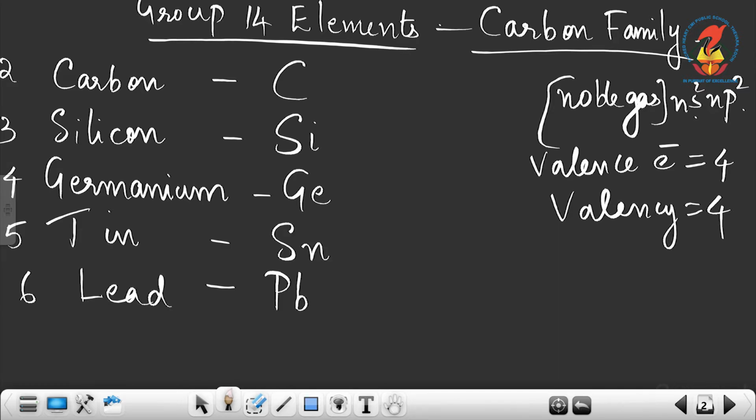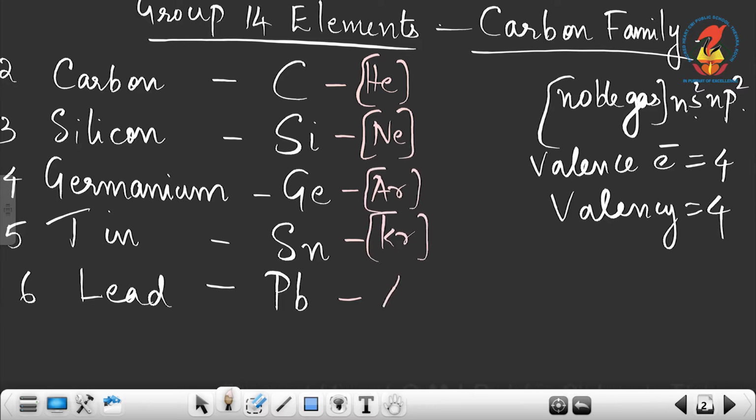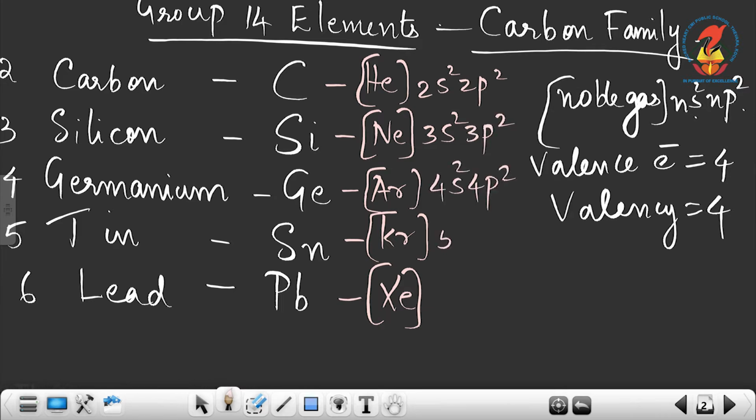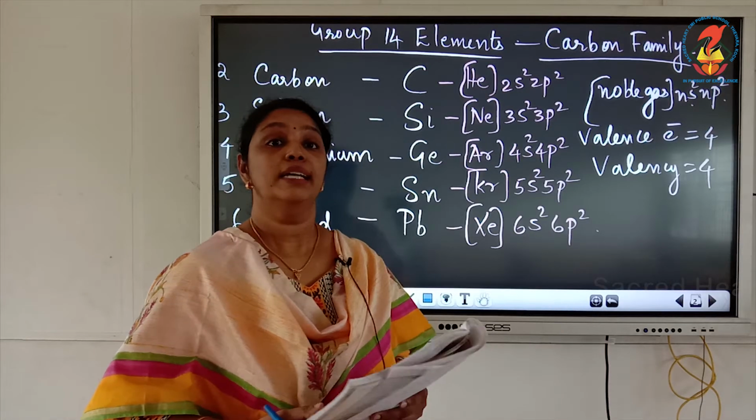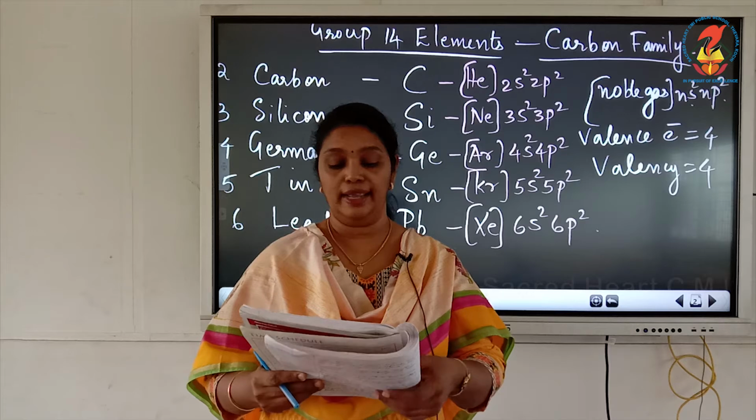Now, let us write the electronic configuration of these elements. Let us first write the noble gases: helium, neon, argon, krypton and xenon. Now carbon is in second period, so we have the outer configuration as 2s2 2p2, then 3s2 3p2, 4s2 4p2, 5s2 5p2, 6s2 6p2. So this is the electronic configuration of group 14 elements.